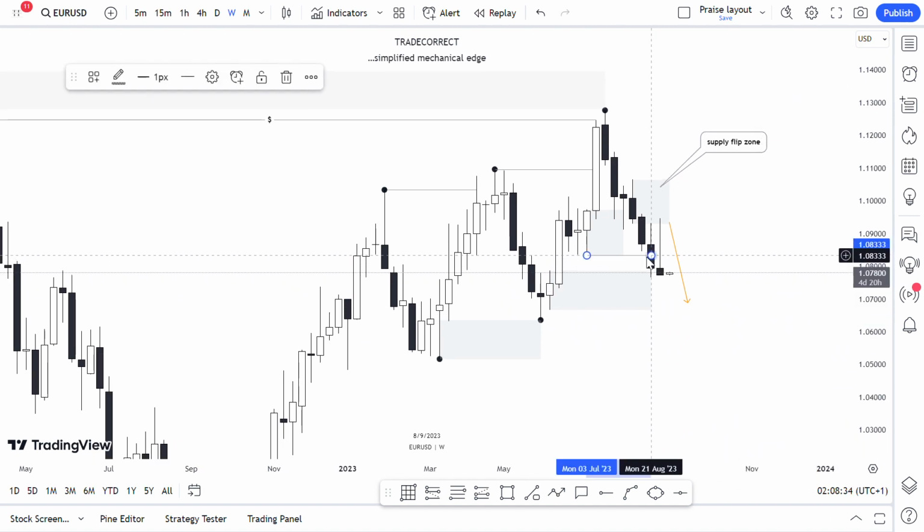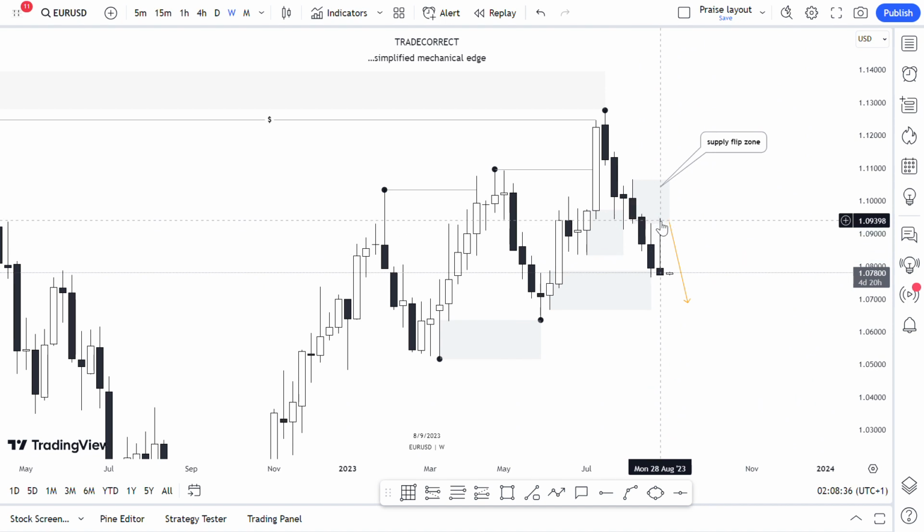Anyways, if you look here, you can see price swept last week's high. So that was a sweep of liquidity. Price grabbed liquidity, mitigated this supply flip zone, and sold. Simple.